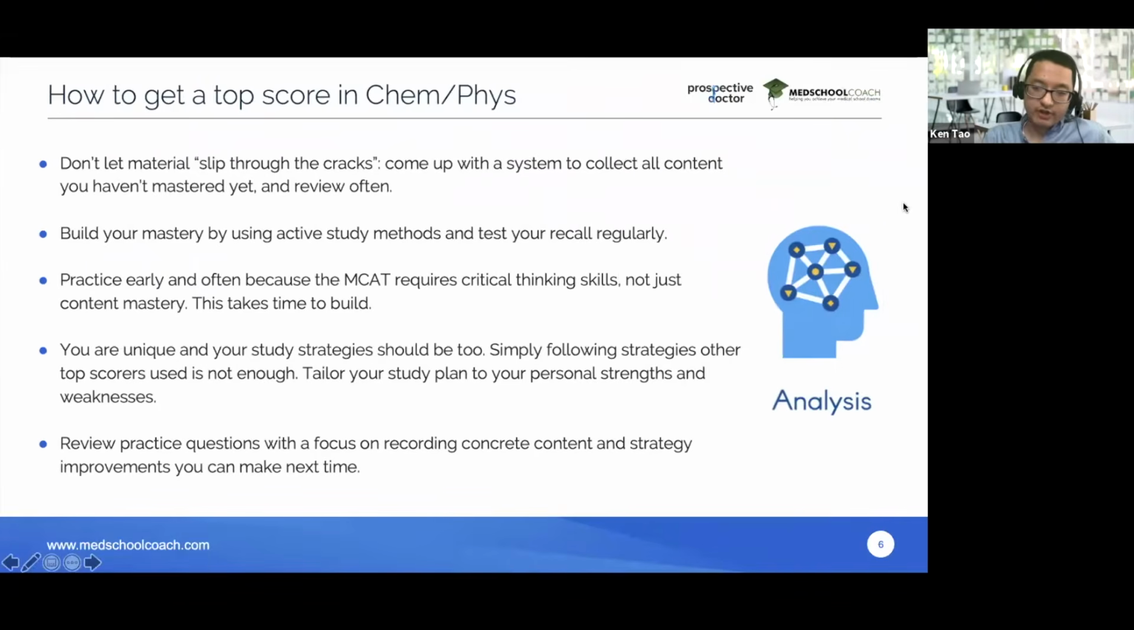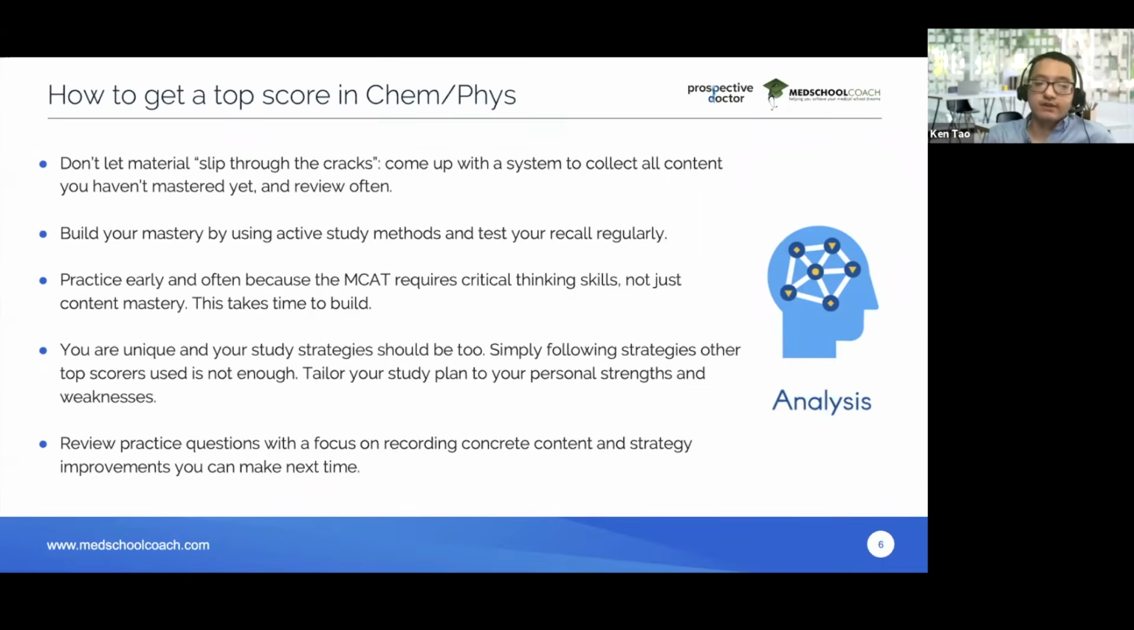The next thing we want to talk about, obviously, is how exactly can students get a top score in the Chem Phys section? So a number of things for you to keep in mind. Number one, don't let material slip through the cracks. So this is what I was saying. The MCAT has a luck factor when it comes to the Chem Phys section.